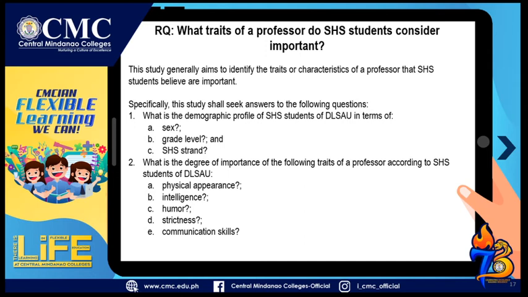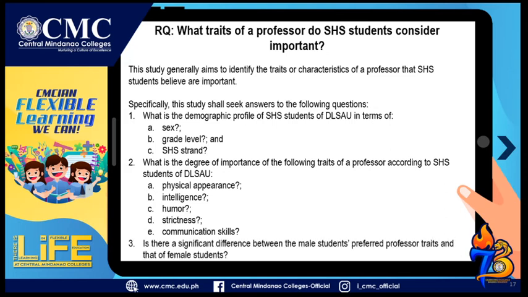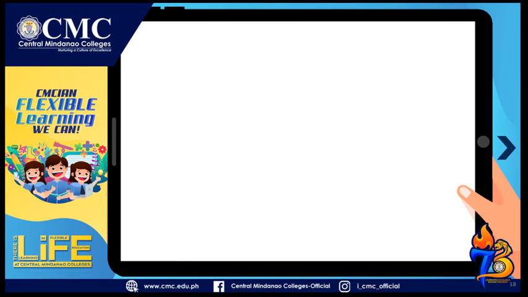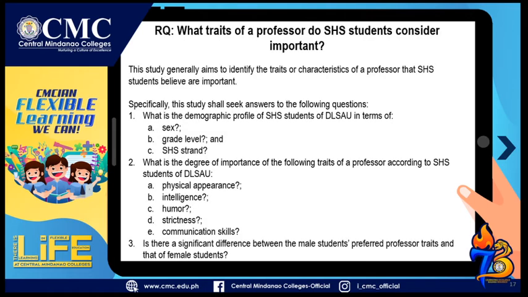Huwag kang maglagay dyan na hindi part of the research. This physical appearance, for example, intelligence, humor, strictness, and communication skills is always part of the research questions. Huwag ka talagang mawala sa research questions mo, ha? O shall I say sa imuhang research title? Ang last is, is there a significant difference between male students' preferred professor traits and the female students?